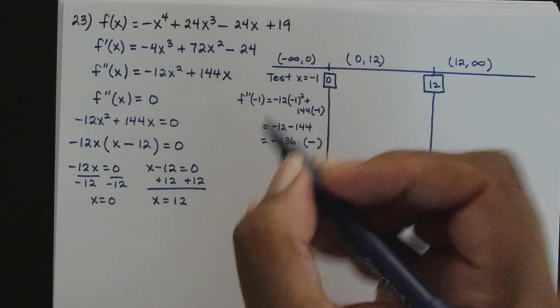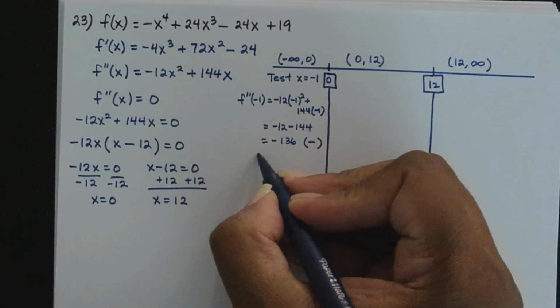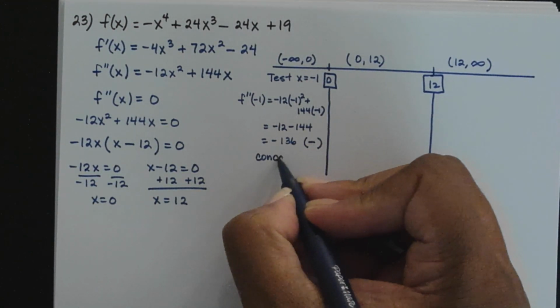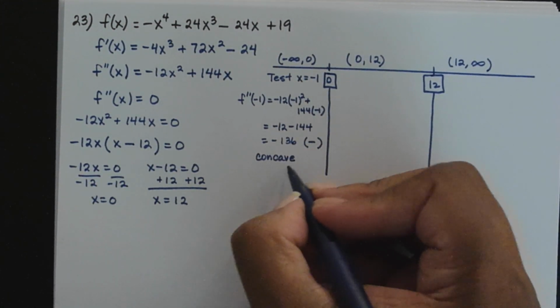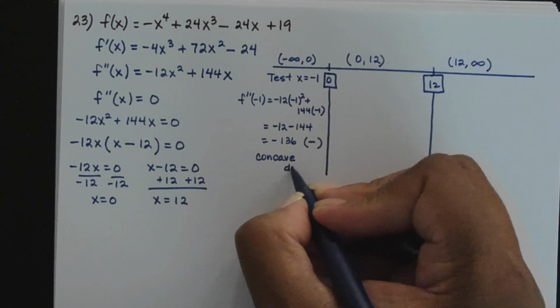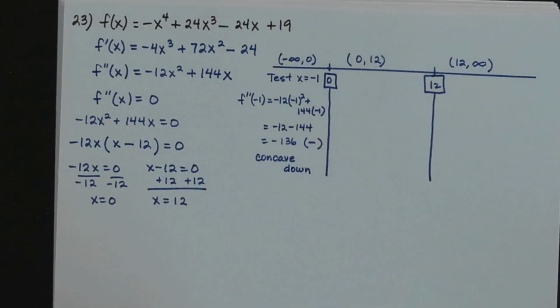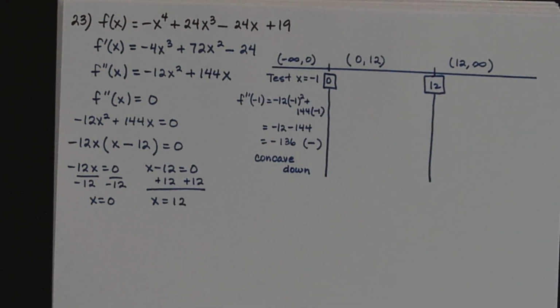So that means from negative infinity to 0, the graph of this function will be, well, not decreasing, concave down, because it's negative. Here we're just dealing with concavity, since we're looking at the second derivative. So for concavity, you have to use the second derivative.